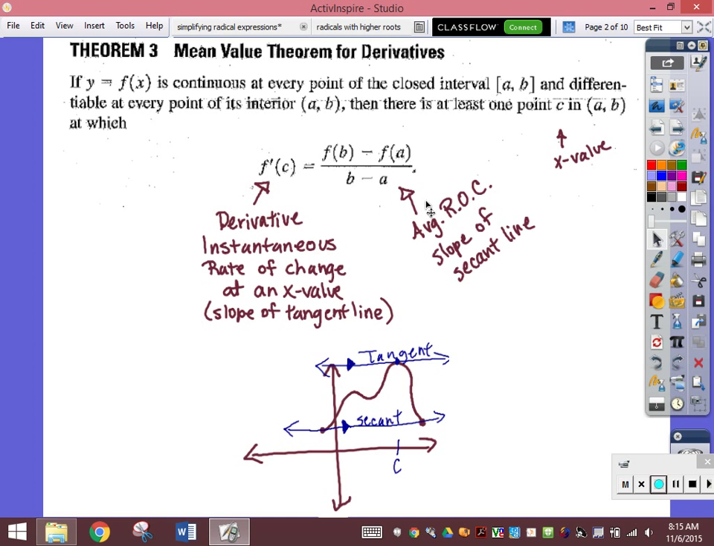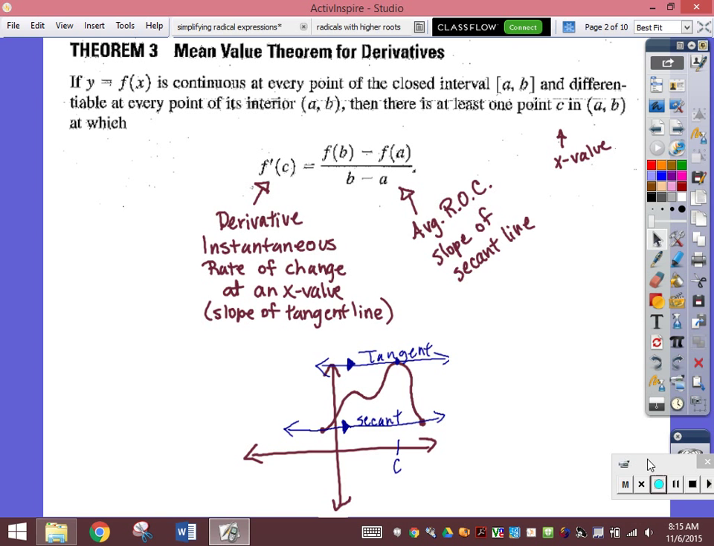But really the two main pieces you need to remember are the conditions: it has to be continuous and differentiable. Continuous on the closed interval, differentiable on the open interval. It's a really important distinction. And then also that this is your general formula for completing the work. So you take the derivative, set it equal to the average rate of change, and then solve for your c value, your x value.